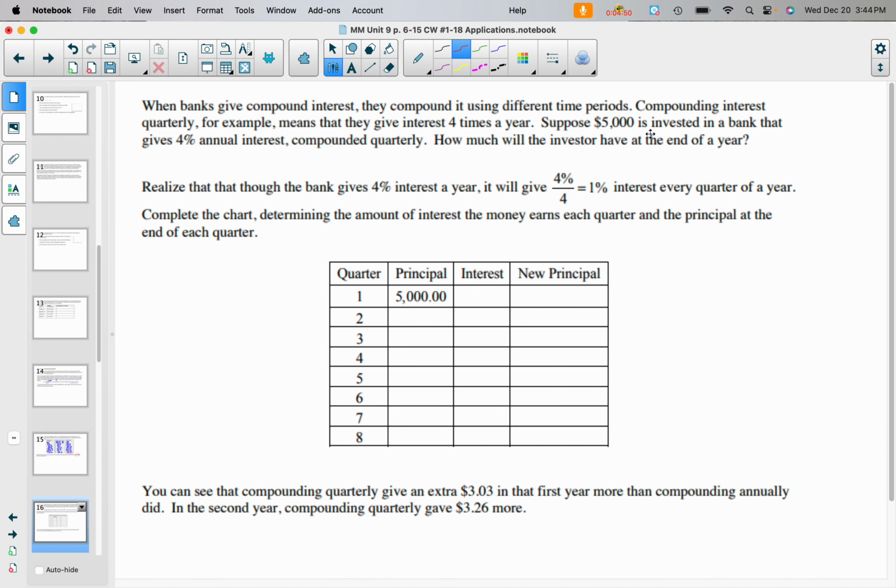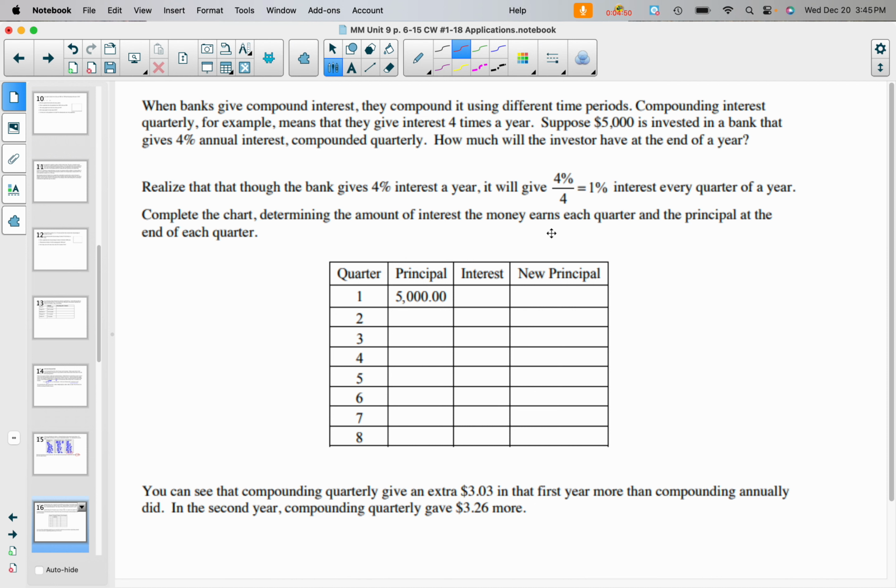So suppose you have $5,000 invested in a bank that gives 4% annual interest, but this time they're going to compound it quarterly, which means it's getting compounded 4 times a year. How much will the investor have at the end of a year? Even though the bank gives 4% interest a year, it's giving 1% interest every quarter of a year, because you're taking the annual interest and dividing by how often during that year it's going to be compounded.